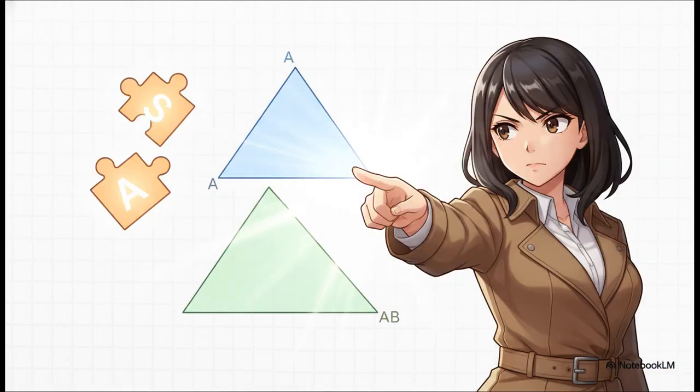Now for the final piece of our SAS puzzle. Take a close look at the side AB. See how it's part of the top triangle and it's part of the bottom triangle? That means AB is equal to itself, simply because it's a common side. And just like that, we've found our second S.